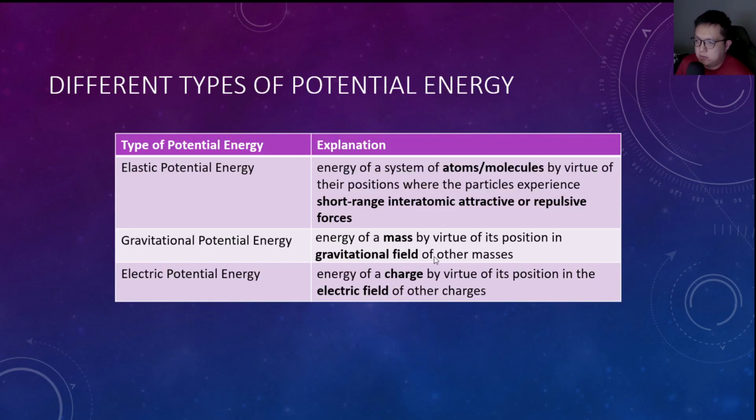Moving on, let's look at the different types of potential energy first. If we talk about elastic potential energy, you should be able to explain this at least in brief. Basically when you do elastic potential energy, you are moving the molecules or atoms further apart. You are changing their short range interatomic attractive or repulsive forces. GPE is energy of a mass by virtue of its position in the gravitational field of other masses. Usually we talk about the gravitational field of Earth, so in this case, energy of a mass by virtue of its position in Earth's gravitational field.